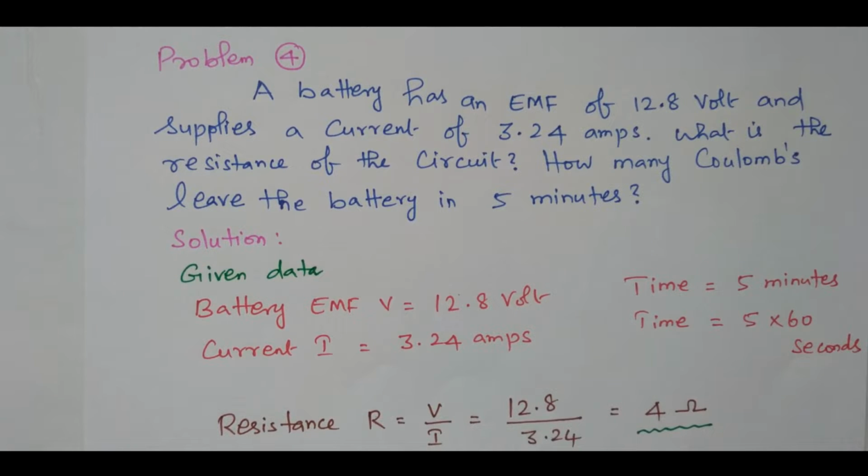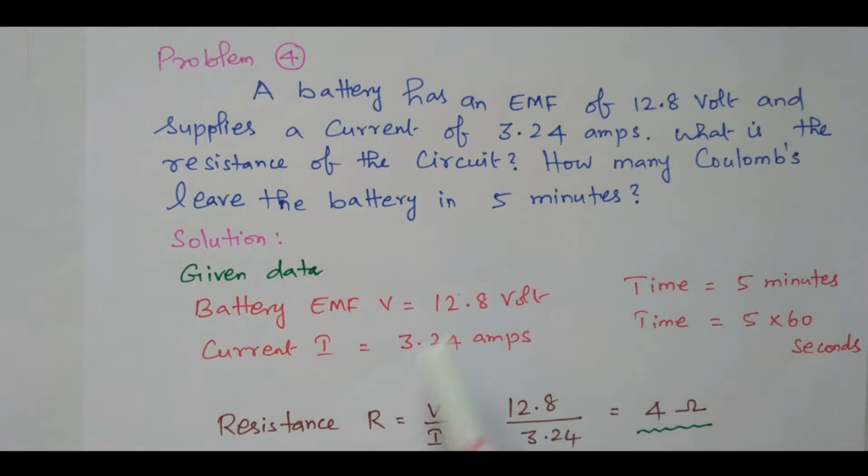The fourth problem is: a battery has an EMF of 12.8 volt and supplies a current of 3.24 ampere. One battery is available. The EMF of the battery is 12.8 volt and the current is 3.24 amperes. What is the resistance of the circuit? We need to find the resistance. How many coulombs leave the battery in 5 minutes? These are the two questions we need to find.